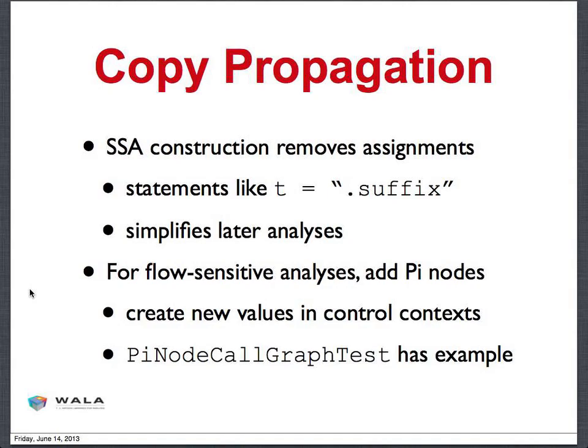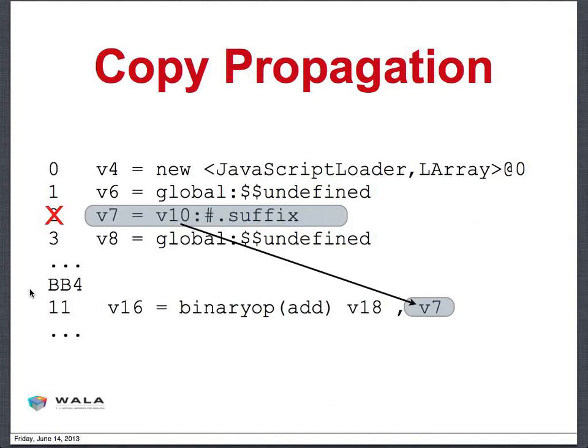There is a piece of code called the pi node call graph test in the call graph tests package, which illustrates how this is used. It illustrates it in the context of Java, but basically the same support can be used in JavaScript. There's something called a pi node policy. You can basically say, for example, if you have high security values, that you want to distinguish control flow contexts. And this is just how that works.